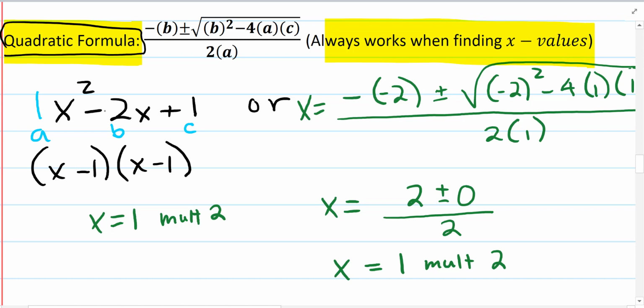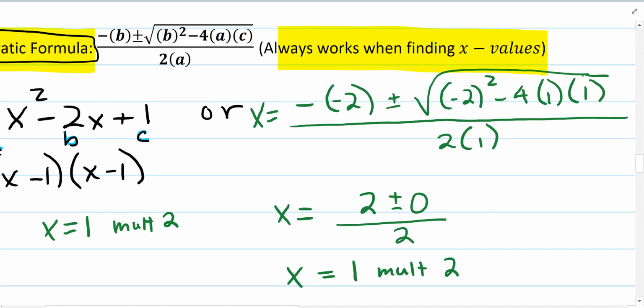If we've got x squared minus 2x plus 1, it factors easily to x minus 1 times x minus 1. Then we have x is equal to 1 and x is equal to 1, so I just put x is equal to 1, multiplicity of 2. Well, notice our invisible 1, there's our a, our b, and our c.